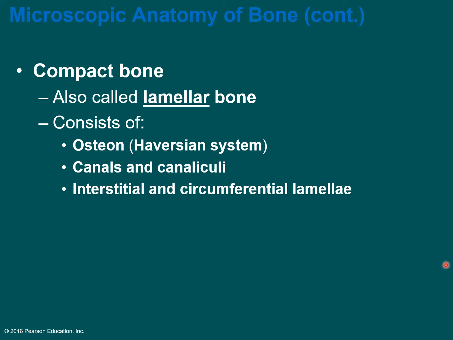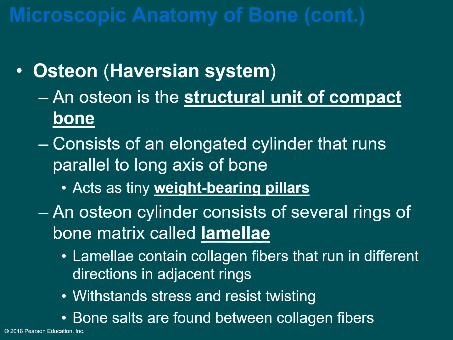Compact bone is going to consist of several different things: your osteon, which is your Haversian system, different canals and little smaller ones called the canaliculi, and interstitial and circumferential lamellae. So the osteon, which is also known as the Haversian system, is the structural unit of compact bone. So what does it look like?